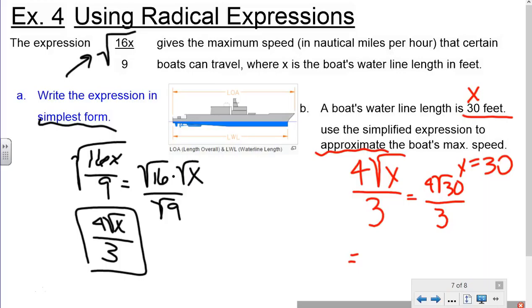So, what is root 30? This is the same as saying 4 thirds times 5.477. Well, you could do this times 4 for your numerator, then divide by 3. What do you get? Careful, you didn't divide. It's 7.3 nautical miles. See, that's the answer. So we simplified the expression and substituted it in.